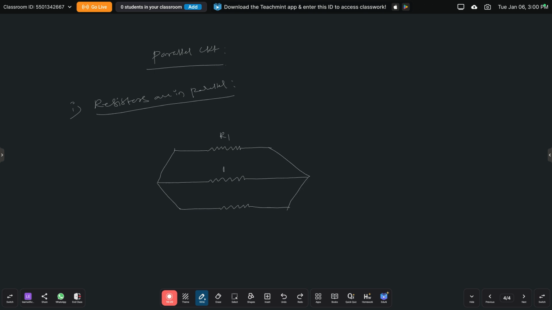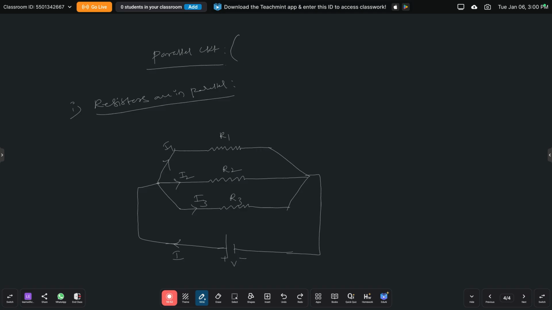So this is resistor R1, R2 and R3, and the combination is connected across a DC voltage source, that is V. Here the current drawn from the source is I. When this current I reaches this point, it splits into three parts: the current I1 which is passing through R1, the second one is the current I2 which is passing through R2, and the third one is the current I3 which is passing through R3.